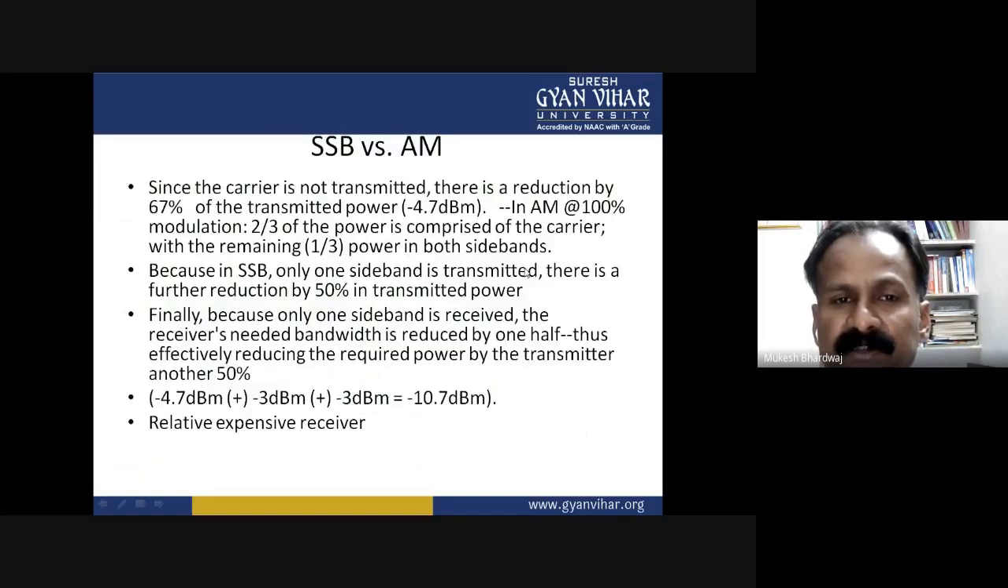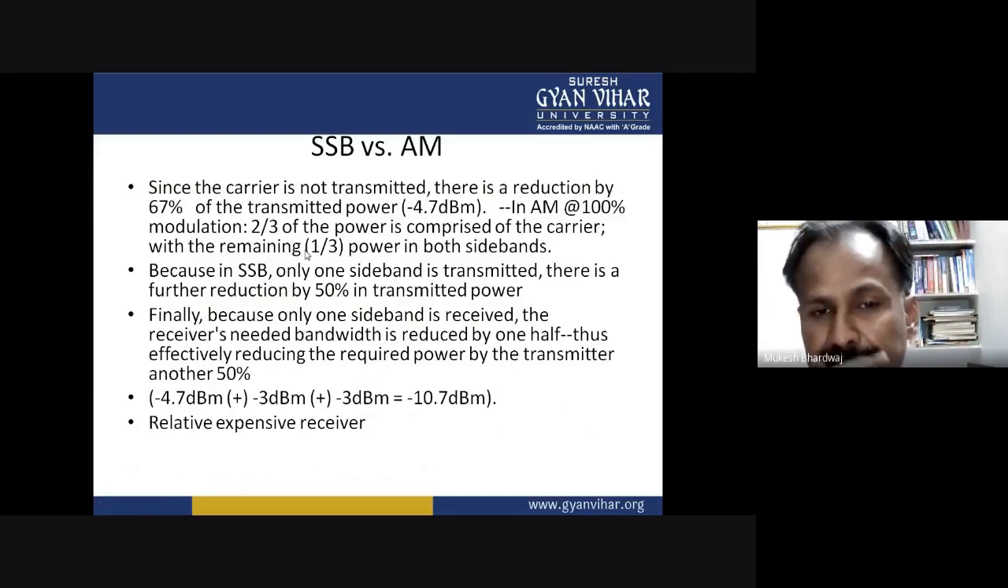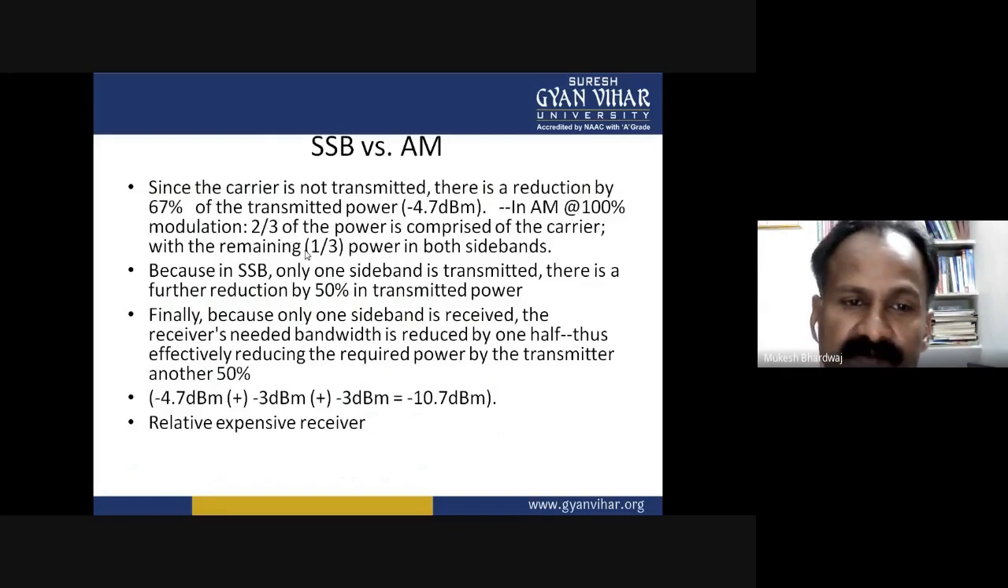Single sideband versus amplitude modulation. Since the carrier is not transmitted, there is a reduction of 67% of the transmitted power. In amplitude modulation at 100% modulation, 2/3 of the power is comprised of the carrier, with the remaining 1/3 of the power in the both sidebands. Because in single sideband only one sideband is transmitted, there is a further reduction by 50% of the transmitted power.